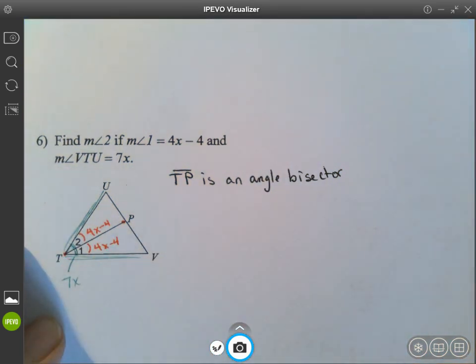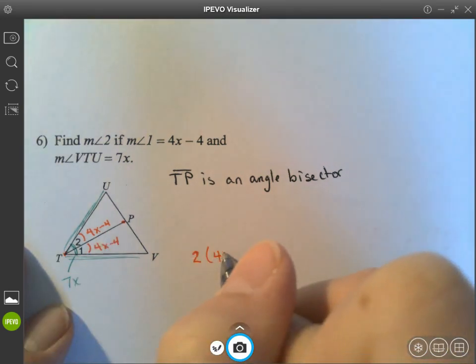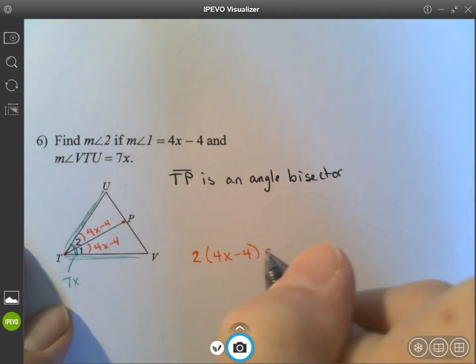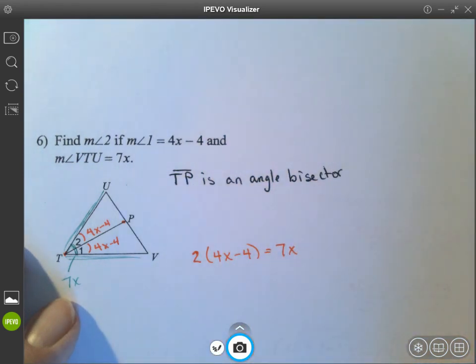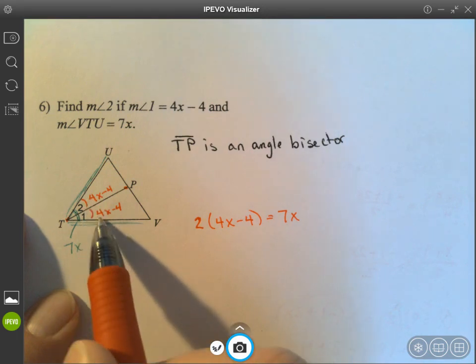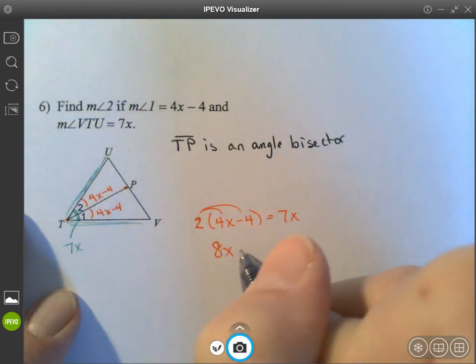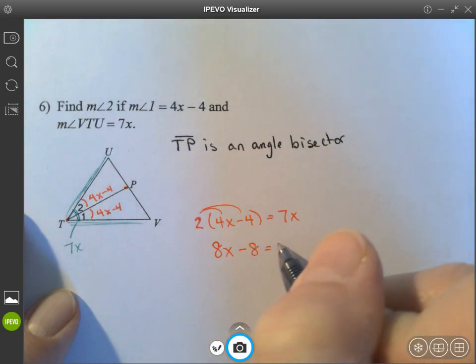So what's that mean? It means that 2 of one of these is equal to the overall angle. And so that's what you need to think about. This angle plus this angle, so it'd be 8x minus 8. So you can see we'll get that. 8x minus 8 is equal to 7x.